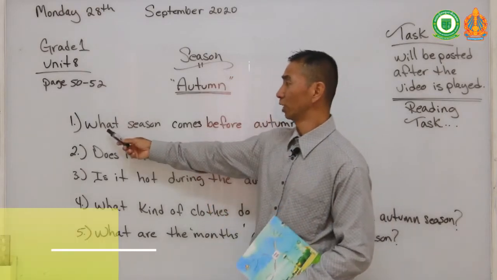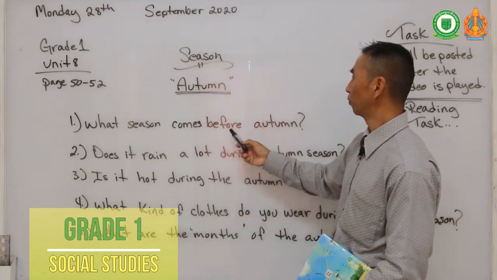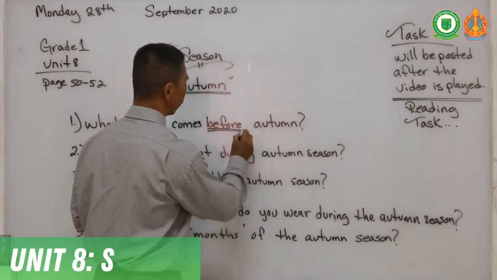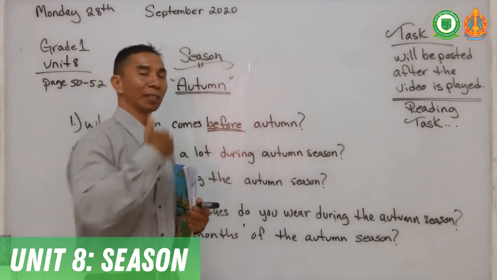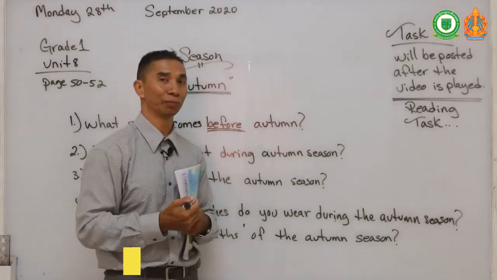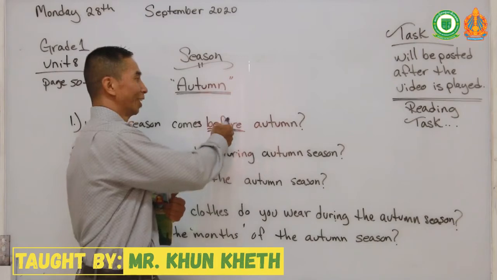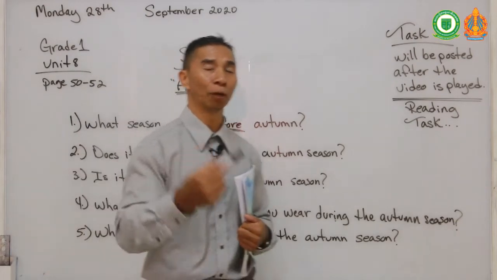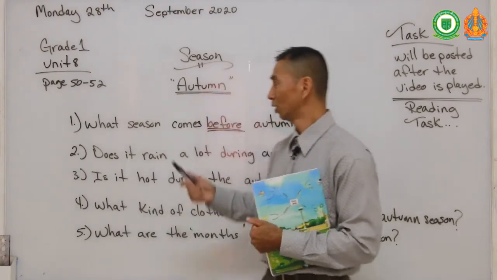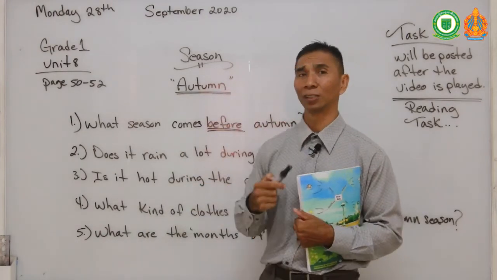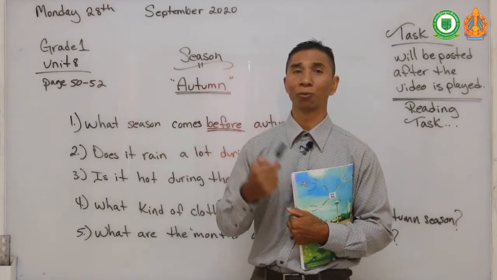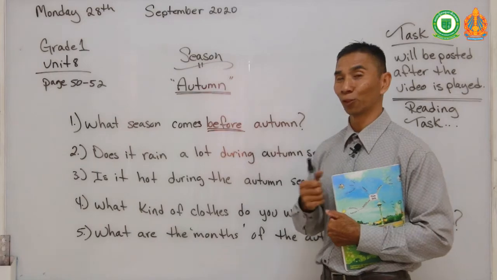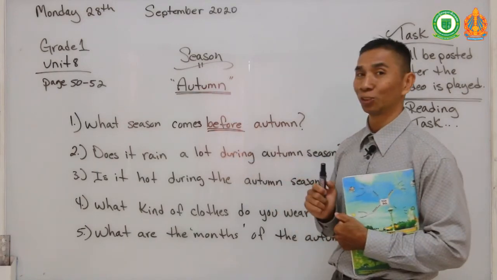So my first question to you is, what season comes before autumn? Remember last week we studied the word before? Before means something that's coming ahead of time. So what season comes before autumn? We studied about this last week. Please write your answers in your notebook and post them later when you're all finished. Is it summer? Is it winter? Or is it spring? Out of a list of 3 seasons, you can choose one correct answer.